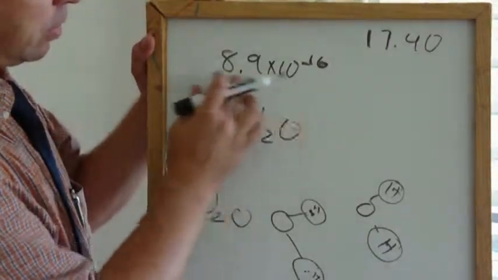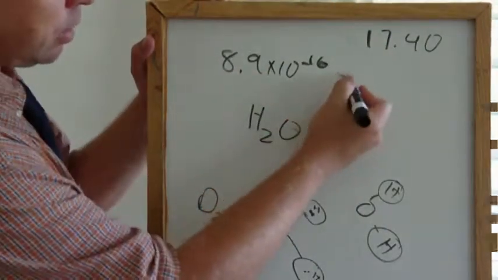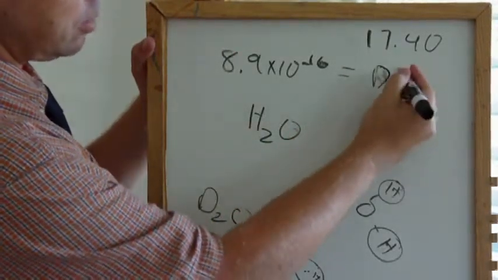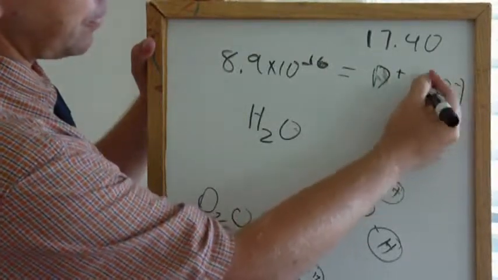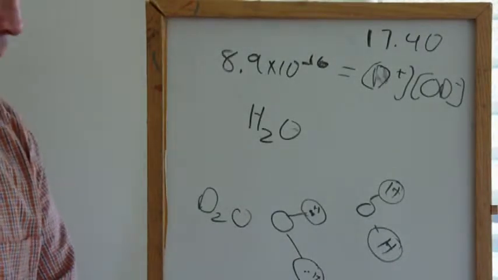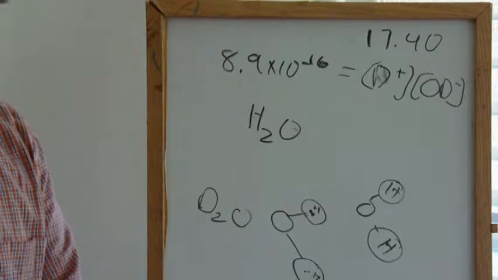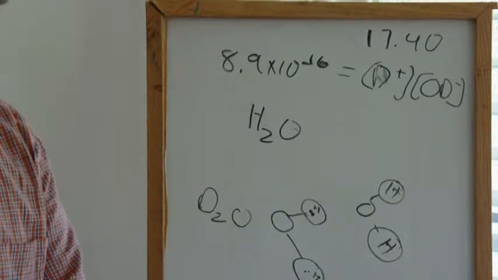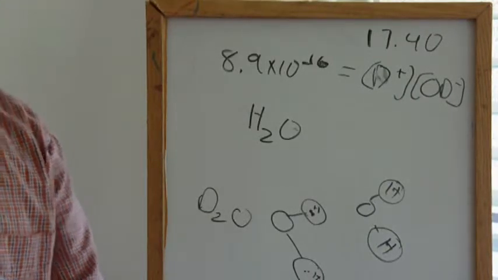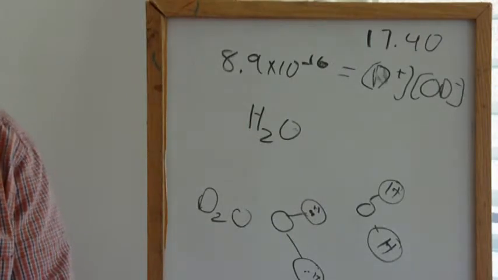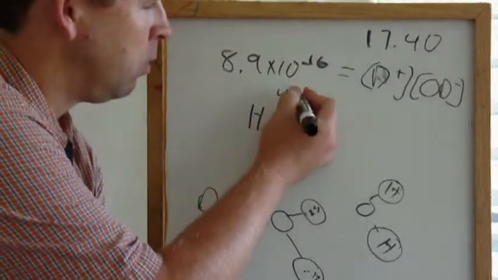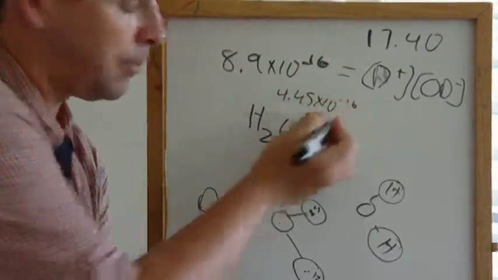So this 8.9 times 10 to the minus 16 equals the concentration of D plus and OD minus. All right, so we can take the value 8.9 times 10 to the minus 16 divided by 2, and that should be our concentration of those two components. All right, so we have 4.45 times 10 to the minus 16.